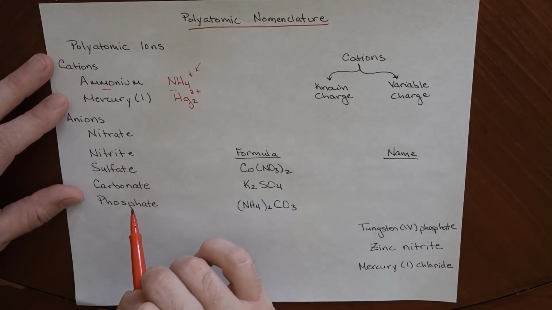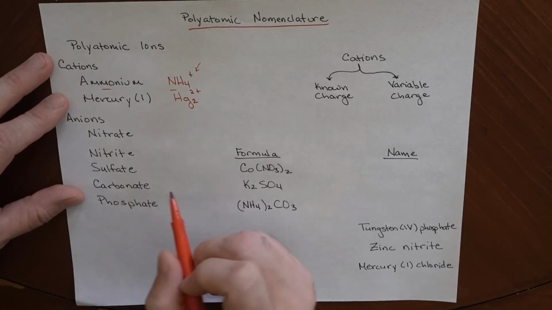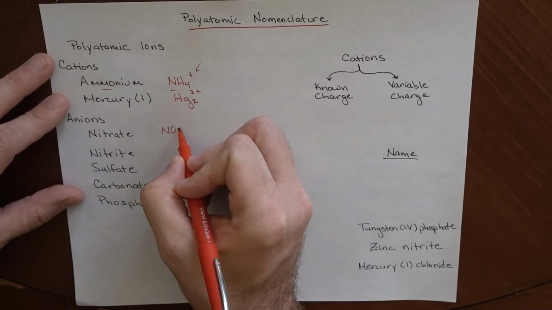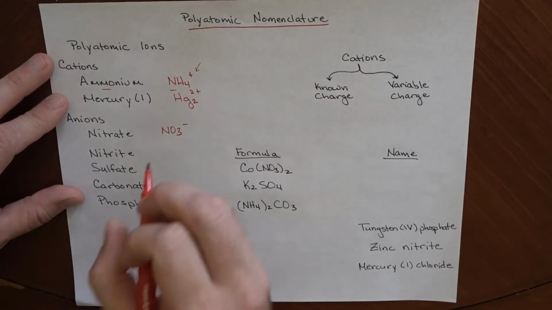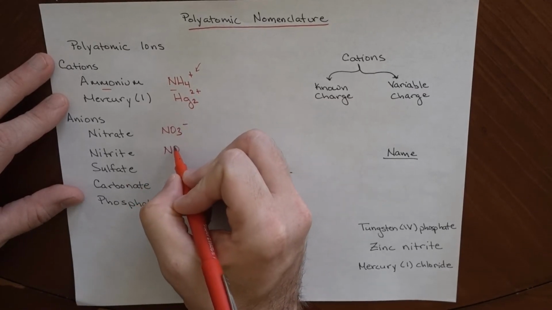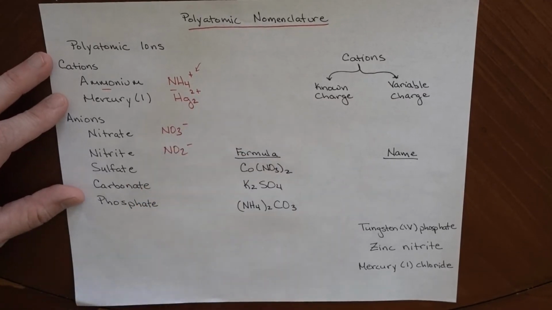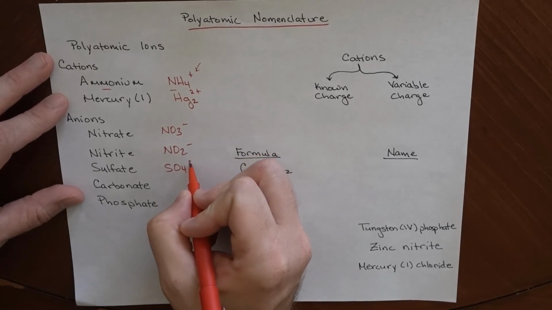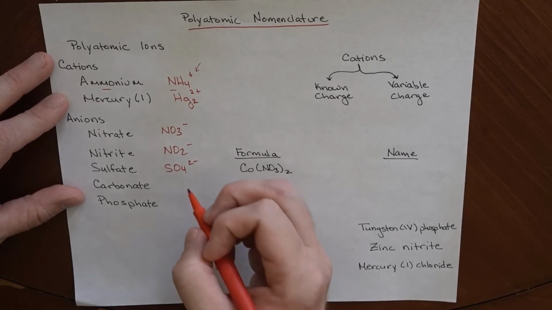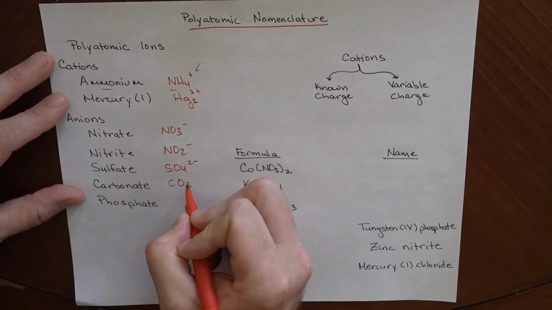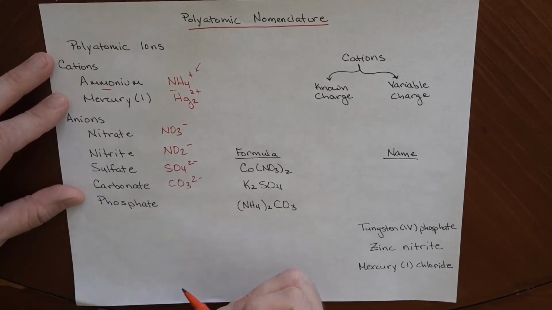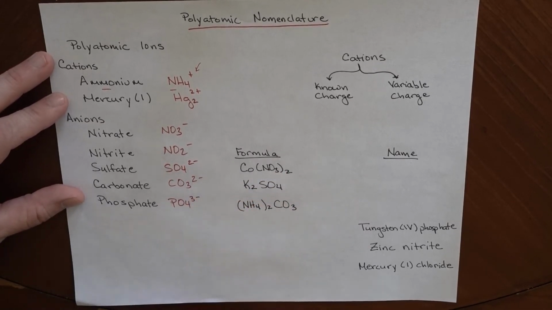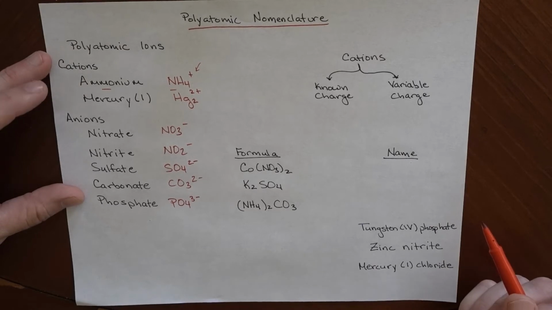Moving on to some of the anions, and there are many, many more. Nitrate has a formula of NO3 and a charge of -1. Nitrite has a formula of NO2 and a charge of -1. Sulfate has a formula of SO4 and a charge of -2. Carbonate has a formula of CO3, a charge of -2. And phosphate has a formula of PO4 and a charge of -3. It's a favorite of chemistry teachers.